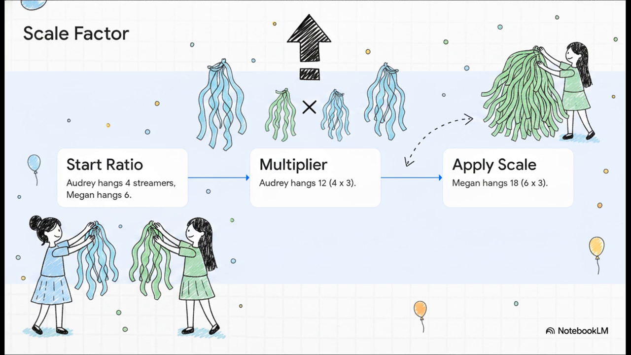We can solve this step by step using a multiplier, which we call a scale factor. To get Audrey from 4 up to 12, we multiply by 3, right? Because they're working at constant rates, we must apply that exact same scale factor of 3 to Megan's side. So 6 multiplied by 3 gives us 18 miles.